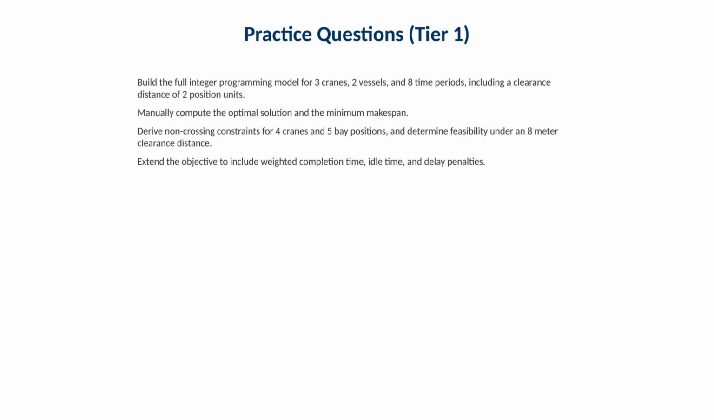These questions reinforce Tier 1 modeling. You build the full integer programming model for 3 cranes, 2 vessels, and 8 time periods, including a clearance distance of 2 position units. You also derive non-crossing constraints for 4 cranes and 5 bay positions under an 8-meter clearance distance, and extend the objective to include weighted completion time, idle time, and delay penalties.